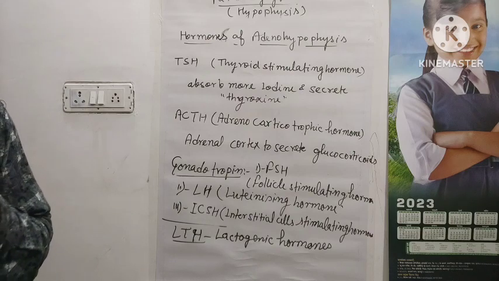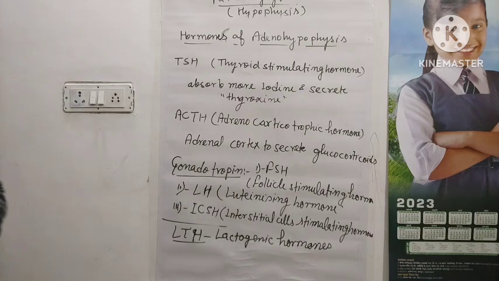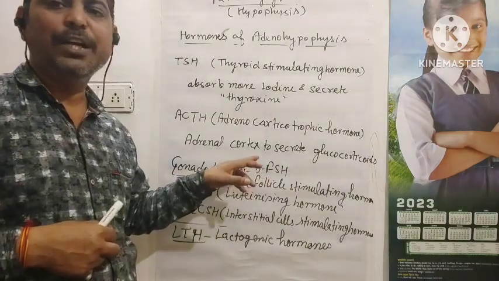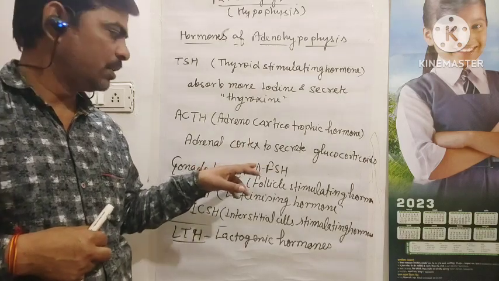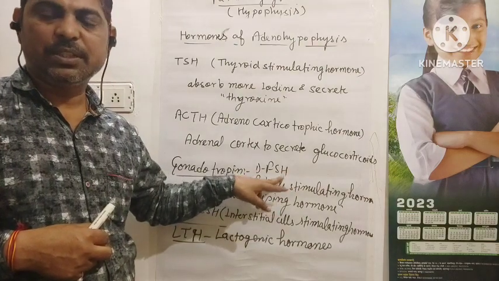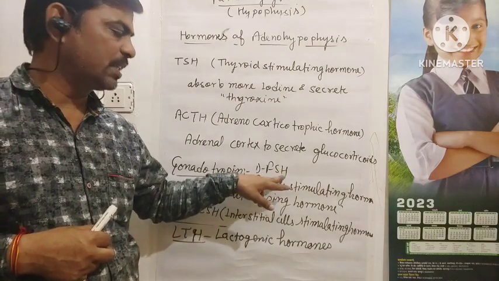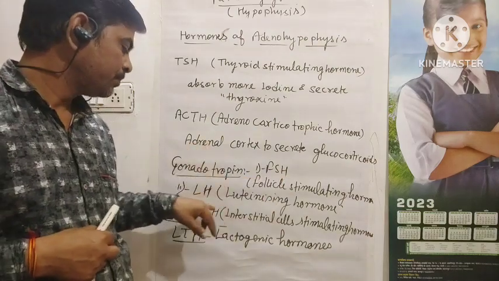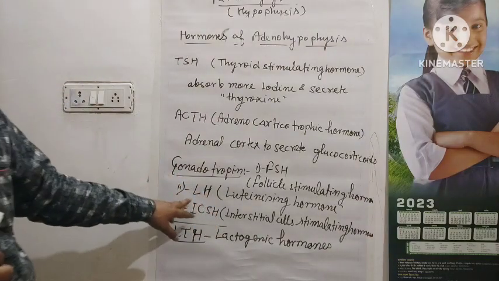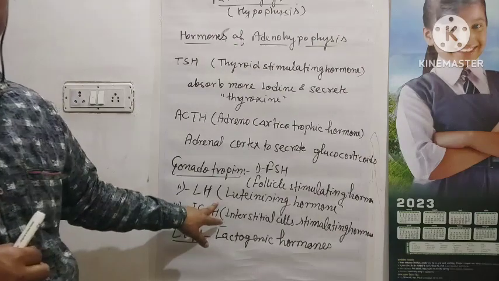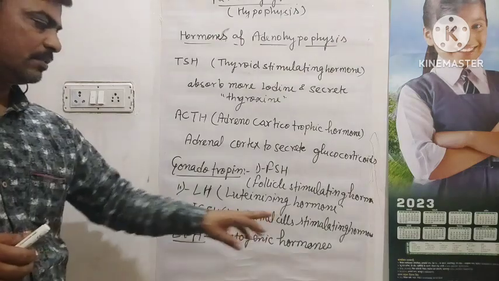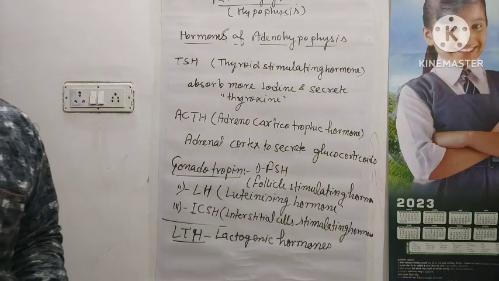ICSH secretes the testosterone. FSH also helps in secretion of androgen hormones, that is a male hormone. So here it is the gametogenesis, that is the oogenesis and spermatogenesis, and secretion of the male hormone, that is the androgens. Luteinizing hormone maintains the corpus luteum to secrete the hormone progesterone, while ICSH is the Leydig cells that secrete the male hormone testosterone.